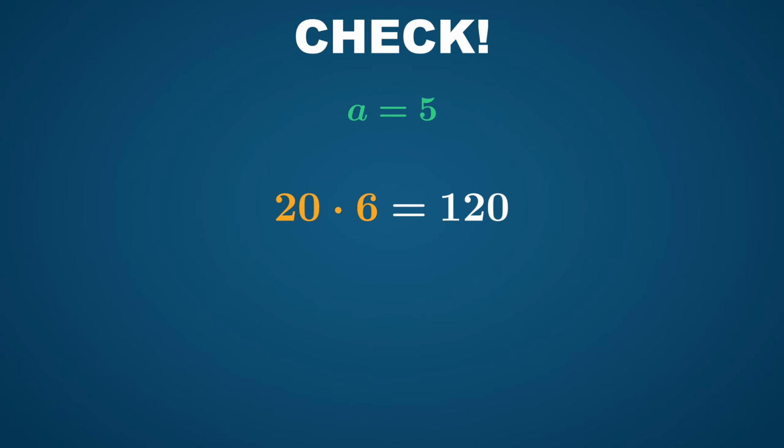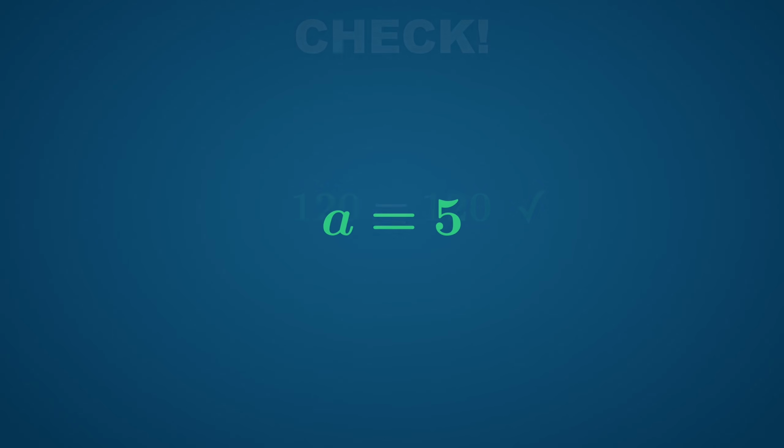We multiply 5 by 4 first, which gives us 20 as a result. We then multiply this 20 by the final number, which is 6. 20 times 6 gives us a total of 120. This matches the right side of our original equation perfectly. Both sides equal 120, confirming our work is correct. The value of a is indeed 5, and our verification is complete.